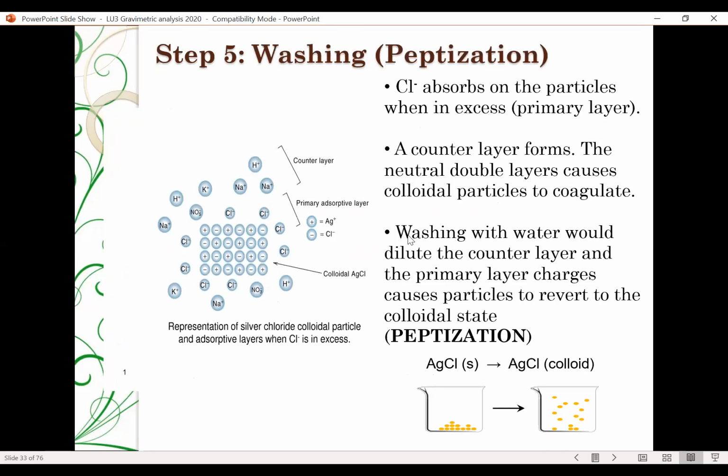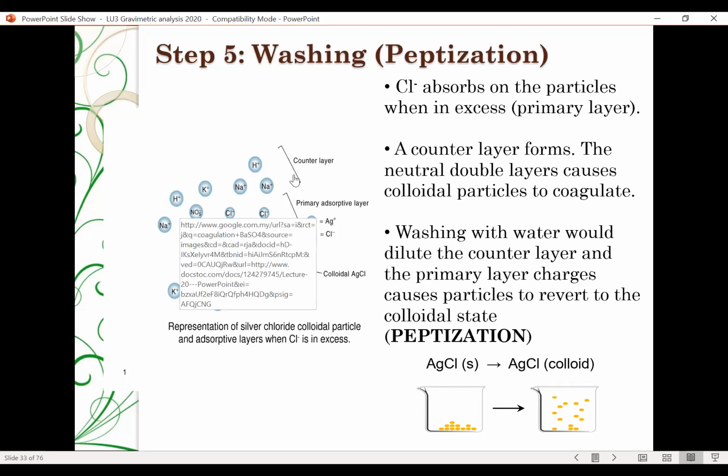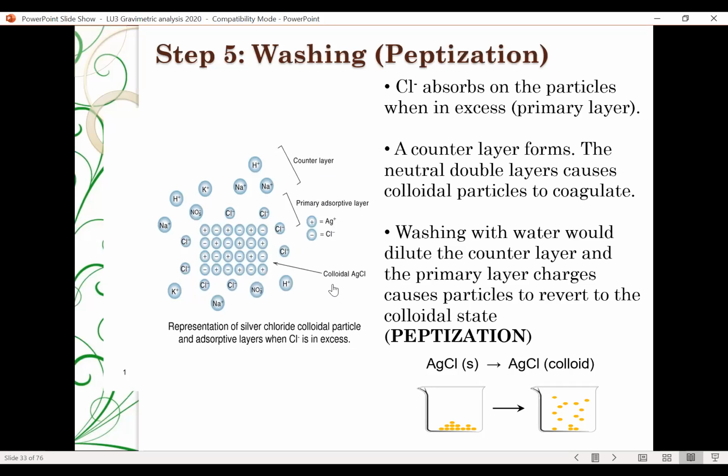Because if you don't wash it, you are going to dry and weigh your precipitate together with the contamination. So with washing, what we want to do is remove the counter layer and the primary adsorptive layer, okay, and we want to make sure that the precipitate remains as big, large crystals so that it can be easily filtered.